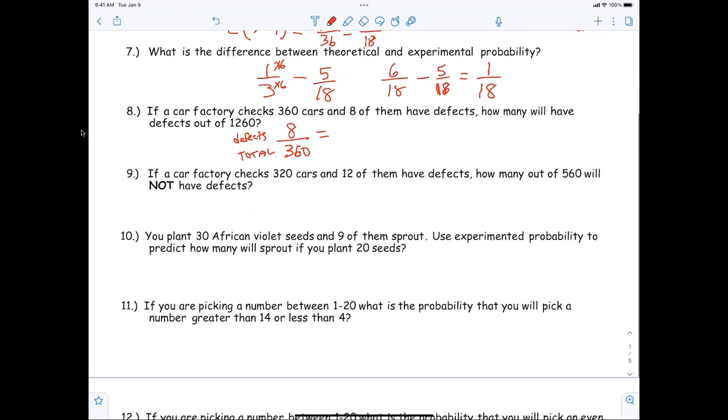All right. But we can say, how many is the new total? Right. And we want to know what the defects are. So that goes X. You see that? And now we just cross multiply. All right. So 360X is equal to, now I don't care if you use your calculator on this. Somebody tell me what 8 times 1260 is.